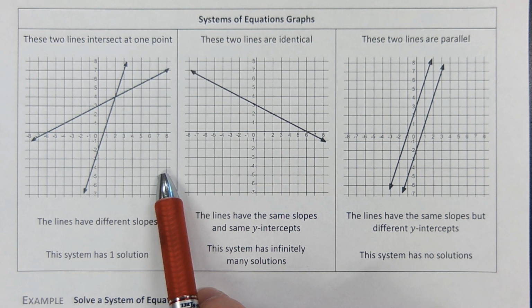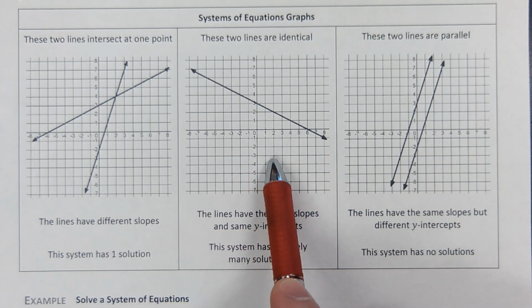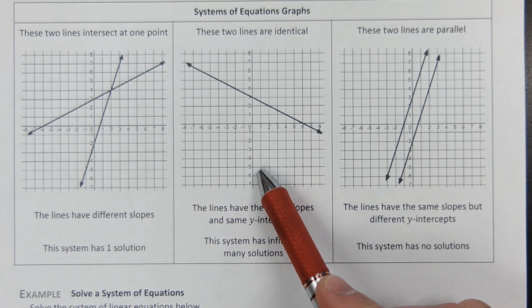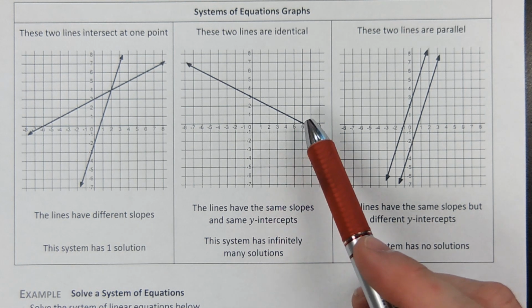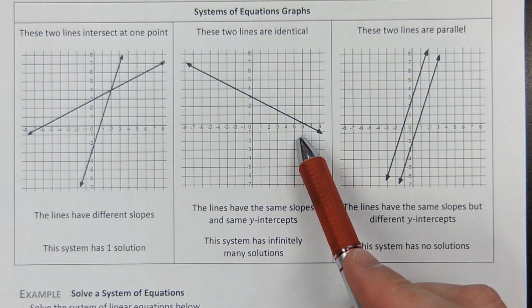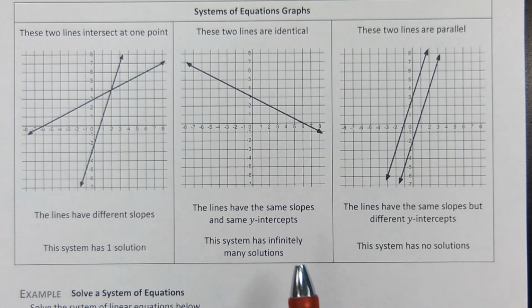One solution. I know you can't see it, but this is two lines. These two lines happen to be laying on top of each other. They have the same slope and the same y-intercept. Because this is two lines, technically these two lines are equal to each other everywhere. So because they're the exact same line, same slope, same y-intercept, they have an infinite number of solutions.